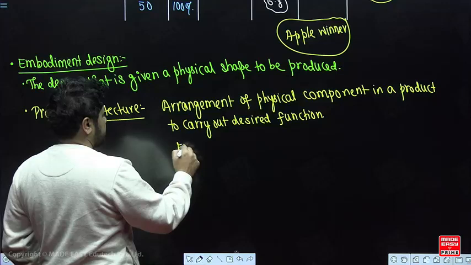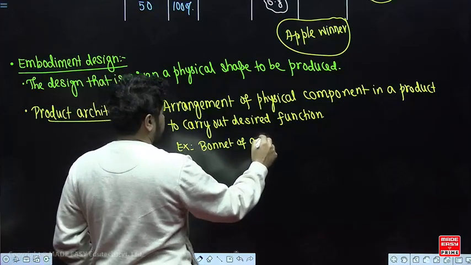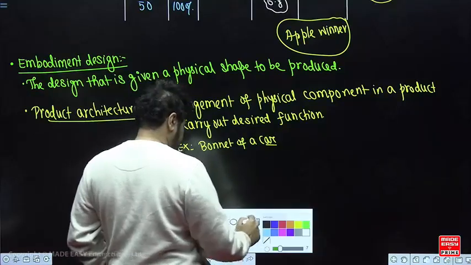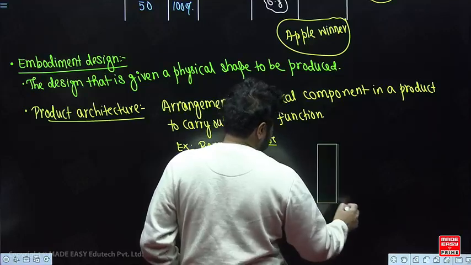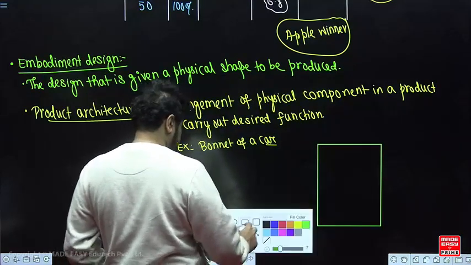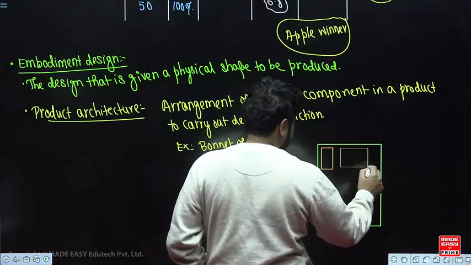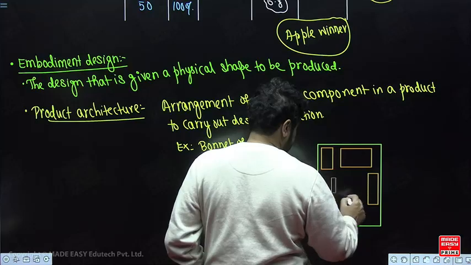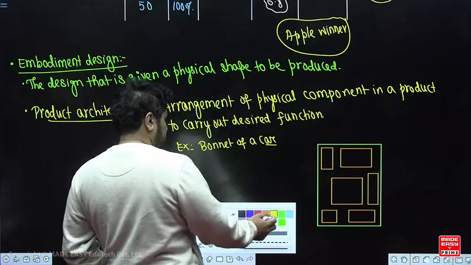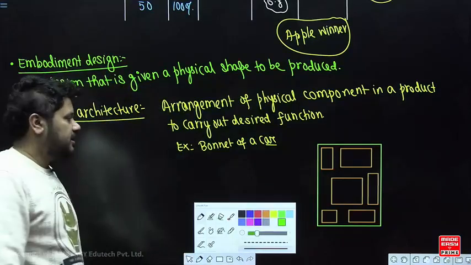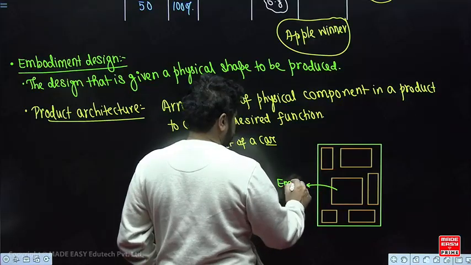जैसे कि for example, suppose I say the bonnet of a car, correct. So if I consider, suppose this is the bonnet of a car, right. So in the bonnet of the car what will be there? So if you open the bonnet of a car, किसी भी कार के bonnet को खोलोगे, so let us say this will give you the engine, this is the placement of the engine, correct.